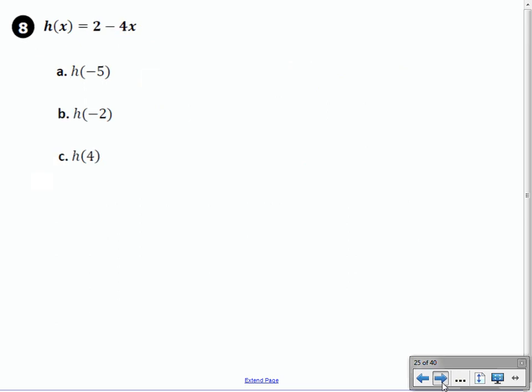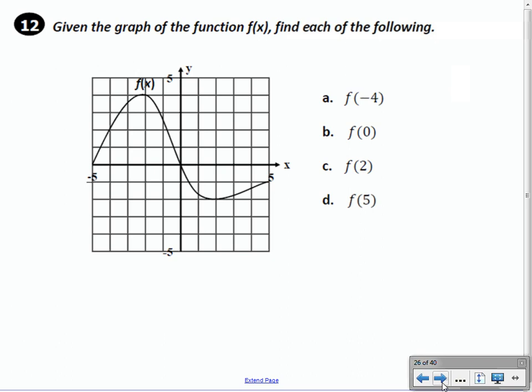Now let's look at it a slightly different way. Let's look at it when the function isn't actually given to us as an equation, it's given to us as a graph. So this graph that you see represents the function f of x, and we need to find f of negative 4, 0, 2, and 5, but I don't have a function or an equation I can plug it back into. So here's the thought process. f of negative 4 is really asking us to find the y value for this function when x is negative 4. Well, let's look at our graph.